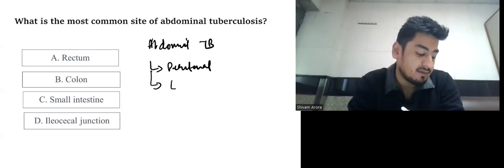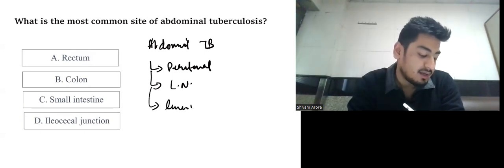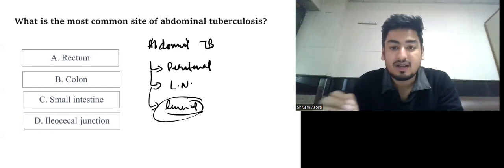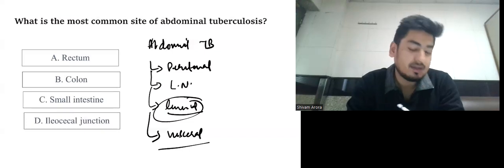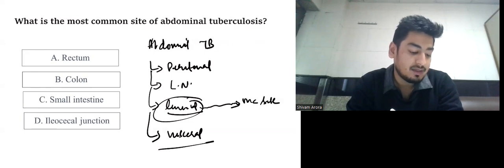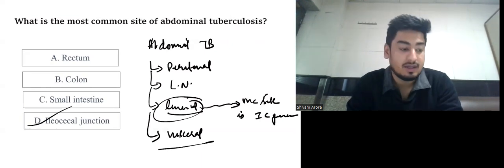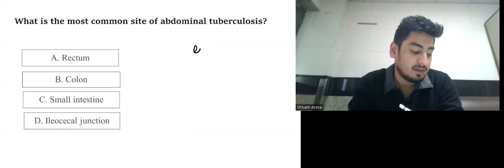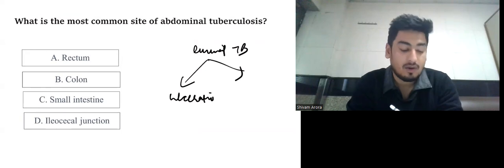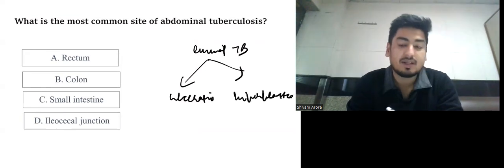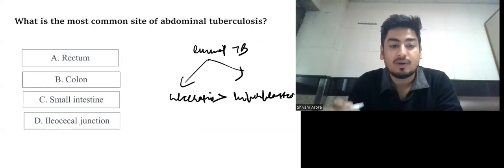Then we have lymph node, in which mesenteric nodes are involved. Then we have luminal, in which the GI tract, intestine, is involved. And then we have visceral. Now in luminal, the most common site is the ileocecal junction. So the answer is D. Now, luminal TB can be ulcerative or hyperplastic. Hyperplastic can lead to strictures, but ulcerative is more common than hyperplastic.